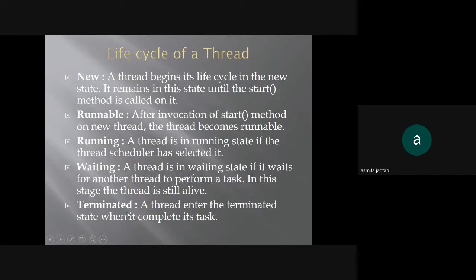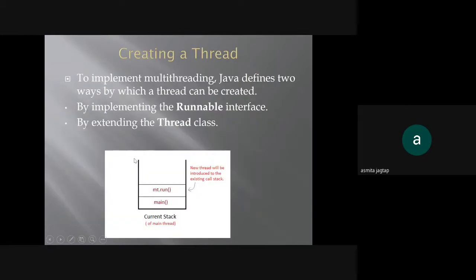Waiting and termination. Waiting means it will wait for another thread to complete its task, because another thread is blocking the resources. After that thread's execution, it will take those resources and complete its execution. So from the waiting state it goes to runnable, and then to the running state. Then terminated means the end of your thread.